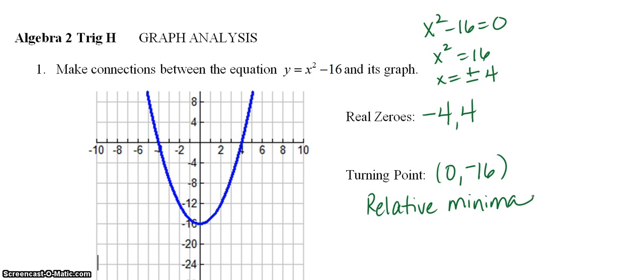If it was a maximum, then that would be called a relative maxima, and the overall name for these mins and maxes is called extrema. Extrema meaning what are the extreme values, so sometimes you have high points and sometimes you have low points.